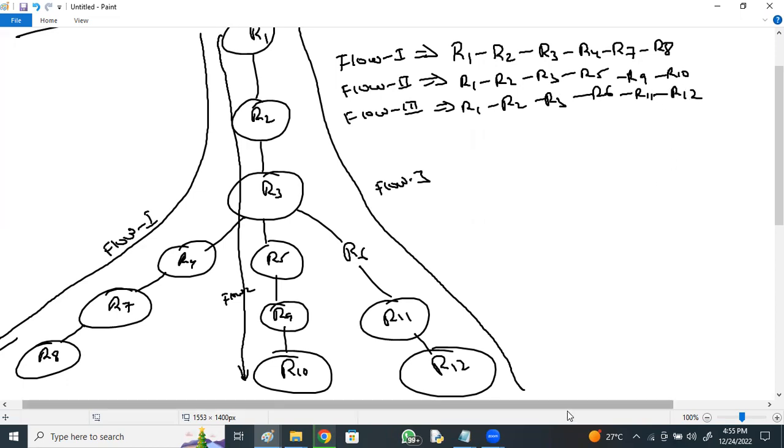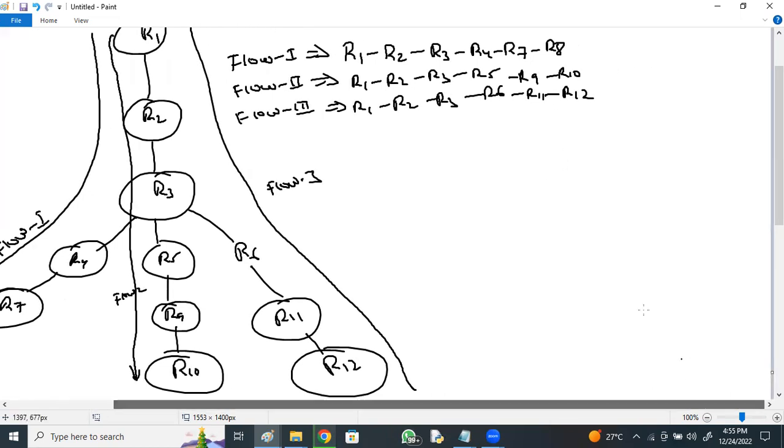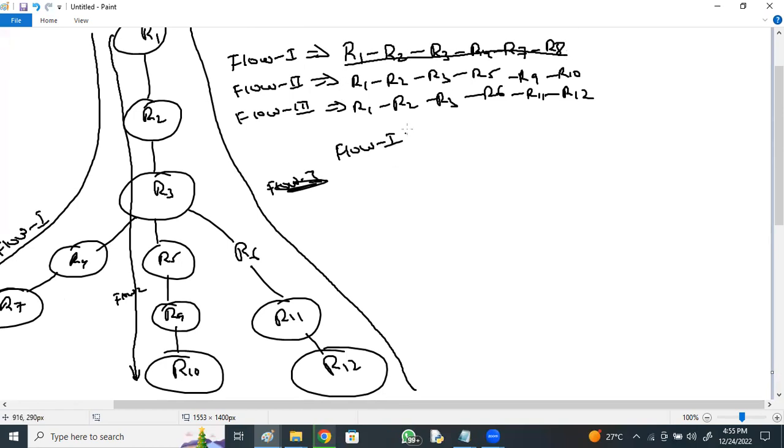So I said Spark is a data flow language. Here there are 3 flows. I want to execute flow 1, meaning this entire flow I want to execute. To execute flow 1, R8.action. Compulsorily, if you perform an action, then only the flow executes from the root. The flow will execute from the root.